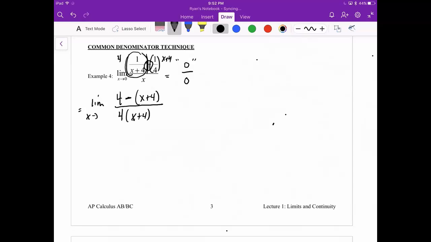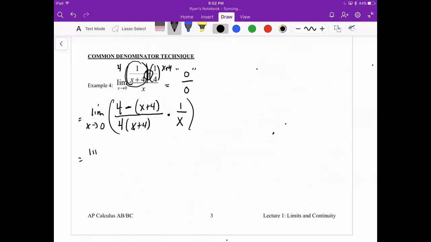And then remember, that was all divided by x. Okay, well, instead of dividing by x, I'm going to write that as times the reciprocal of x, which is just 1 over x. Okay, so now I'm finding the limit of this thing. And this is the limit as x approaches 0. Let me not forget to write that in there. Okay, if I clean this up and do some more algebra here, this is going to be the limit as x approaches 0. I'm going to go ahead and distribute this negative, so that's going to be 4 minus x minus 4 divided by 4 times x plus 4, and then don't forget the times 1 over x.